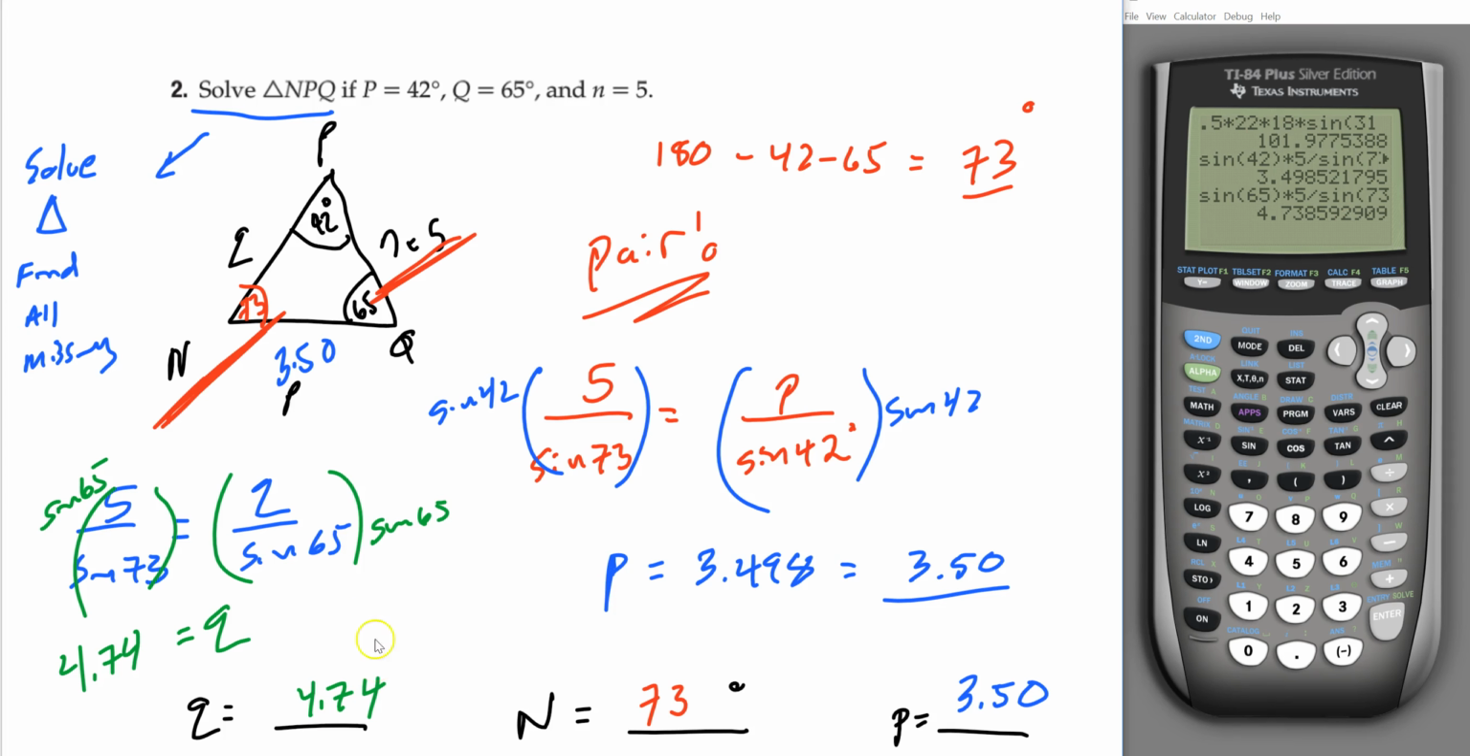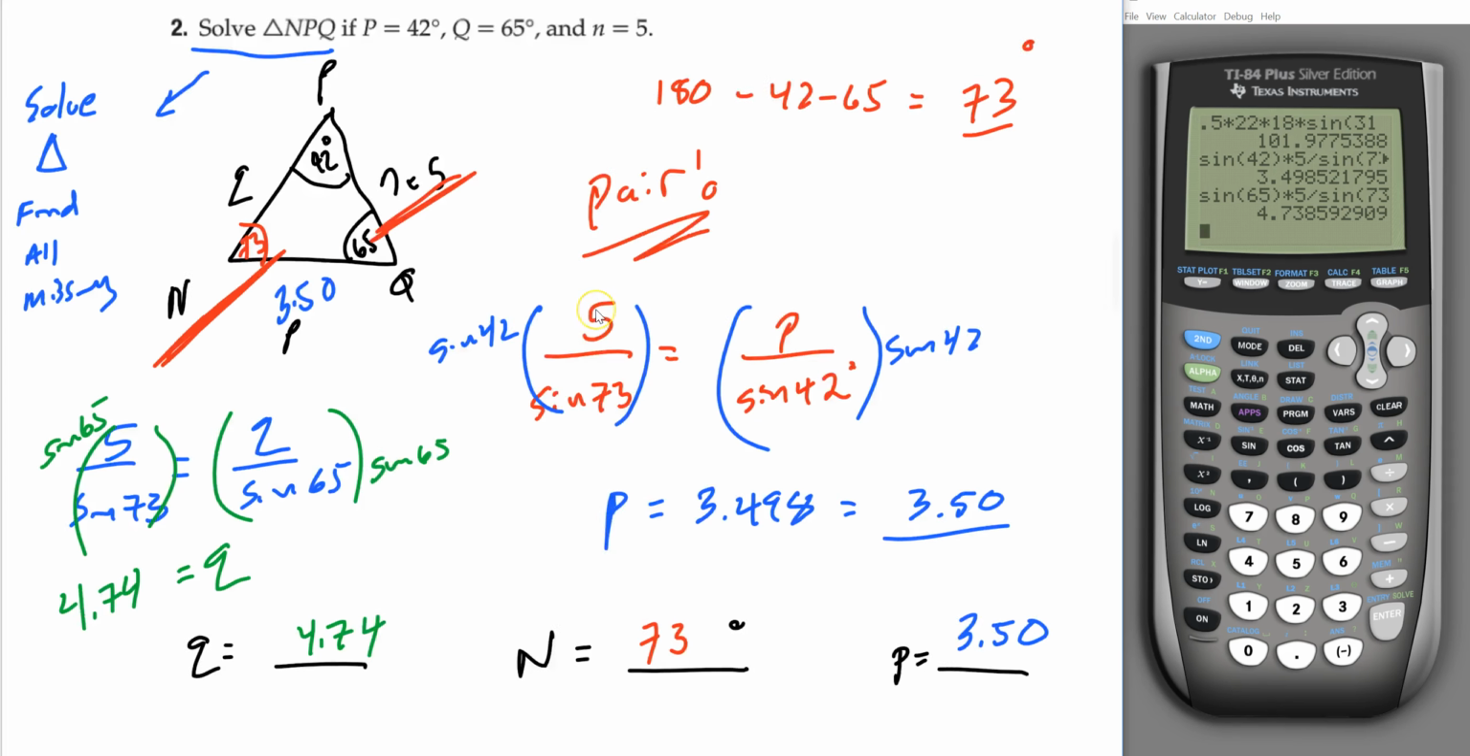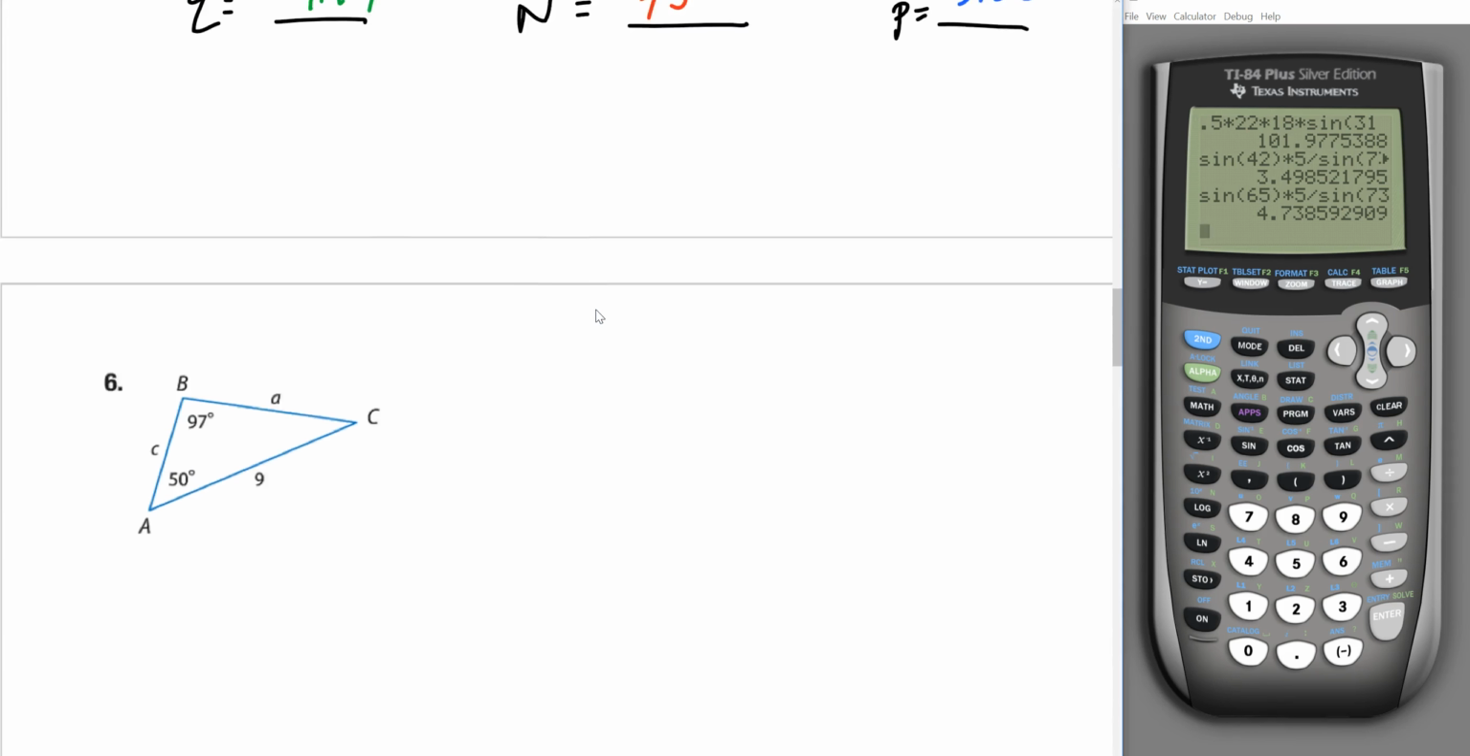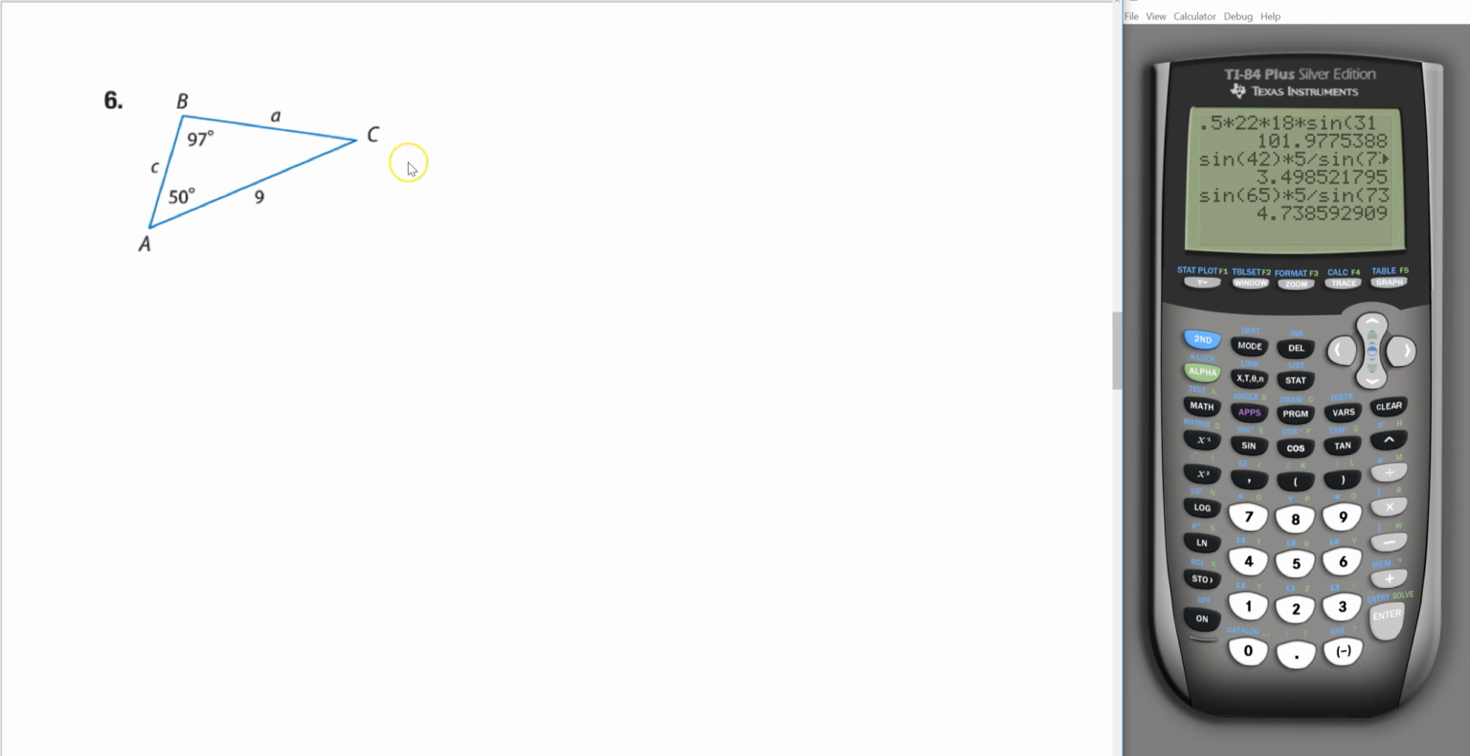And there you go. You just solved the triangle, right? You found everything that was missing. And that's how you use law of sines. Once you get a pair, you have both an angle and its side, you can do law of sines and just set up the proportions. Let's do another one. I'm going to go through this one a little quicker.